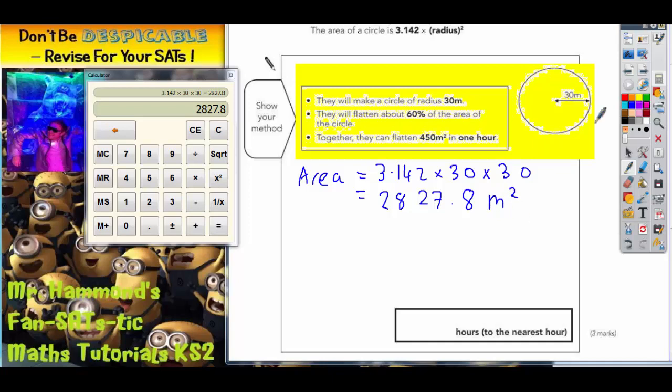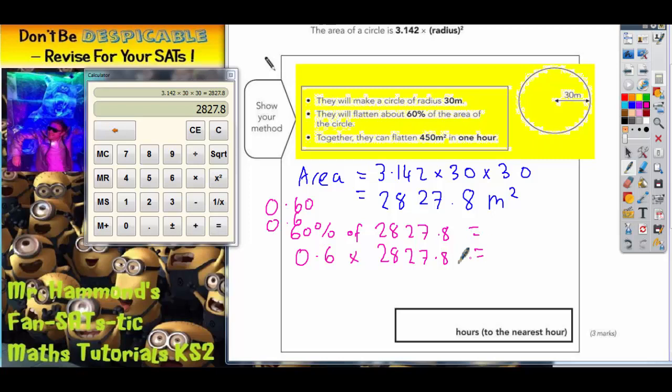Now, to make this crop circle, they're going to flatten 60% of the area of the circle. So what we need to do now is work out 60% of 2,827.8. Well, to work out 60%, you can multiply the 2,827.8 by the equivalent decimal to 60%. And 60% is equivalent to 0.60 or just 0.6, which is even simpler. So what we need to do is multiply this by 0.6, and that will work out 60%. Remember, 0.5 is 50%, so 0.6 is 60%.